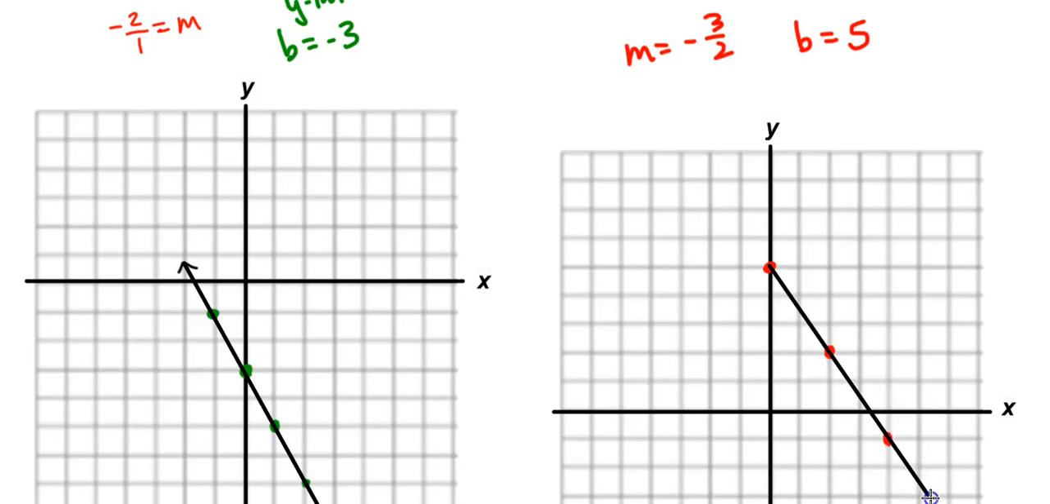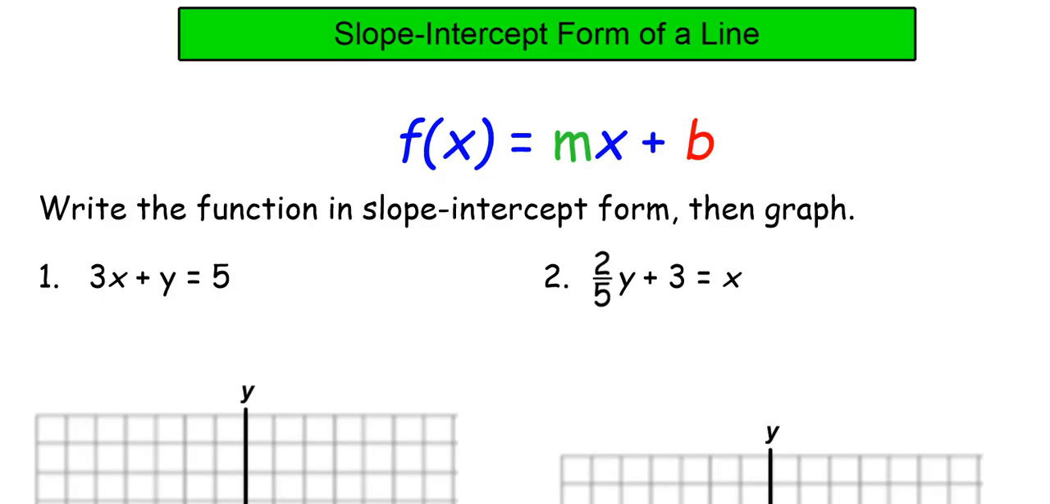So my line looks something like this. And again, we need our little arrows on each side here to make sure that it's clear that it continues on forever. Okay, so 2 more quick examples.